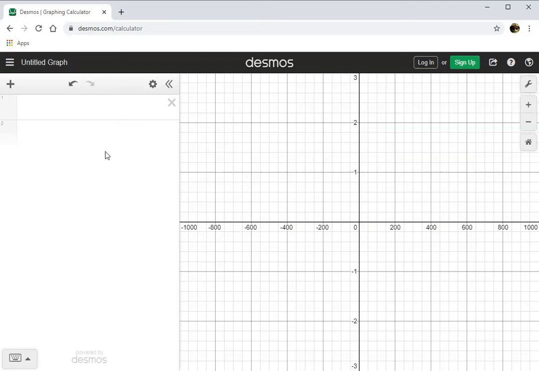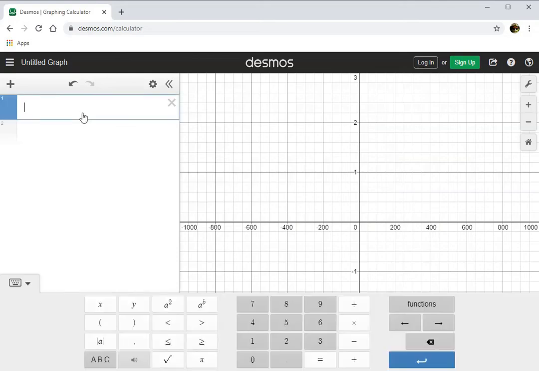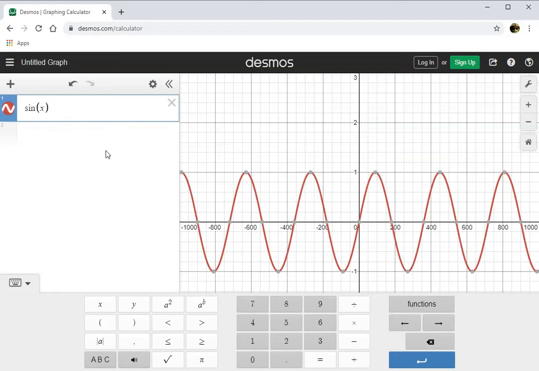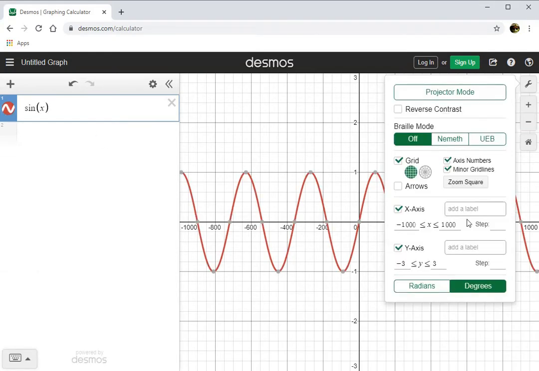The last component we're going to look at of a sine wave is called phase shift. So here again in Desmos, I can just type in sine of x. I've already set this up where my x goes from negative 1,000 to 1,000. I put y from negative 3 to 3, and I am in degrees.